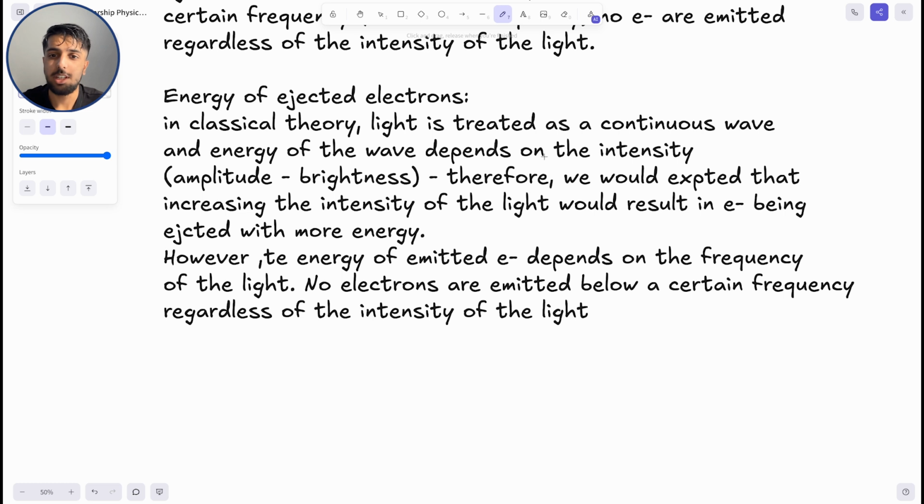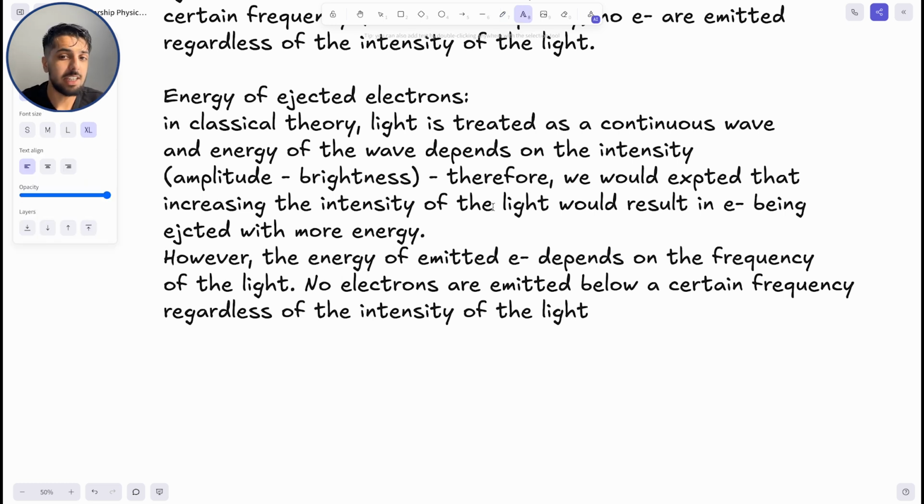In classical theory, light is treated as a continuous wave, and the energy of the wave depends on the intensity, which is the amplitude or the brightness of light. Therefore, we would expect that increasing the intensity of the light would result in electrons being ejected with more energy. However, the energy of emitted electrons actually depends on the frequency of the light. Thus, no electrons are emitted below a certain frequency regardless of the intensity of the light. This is again the threshold frequency.